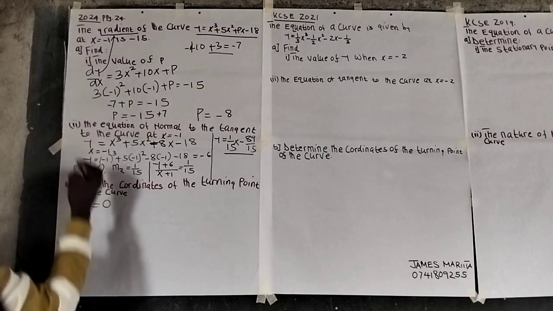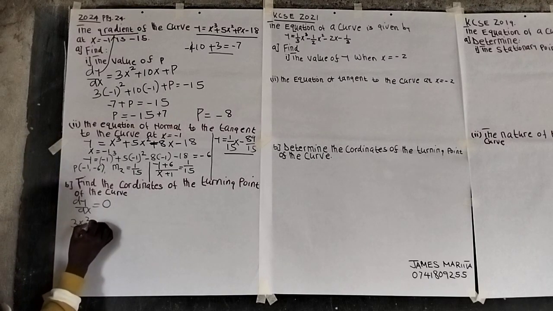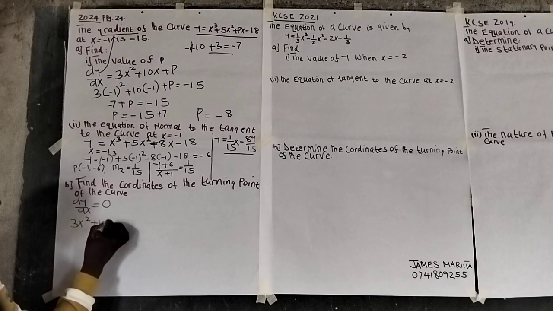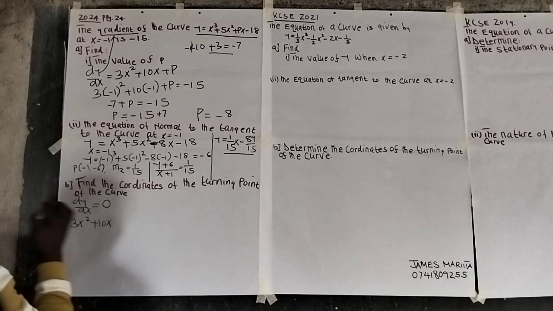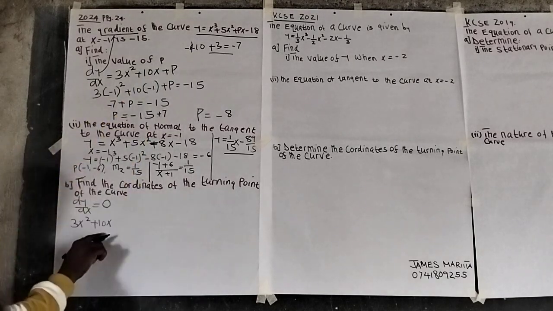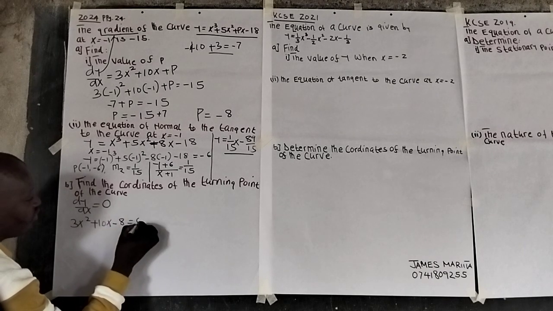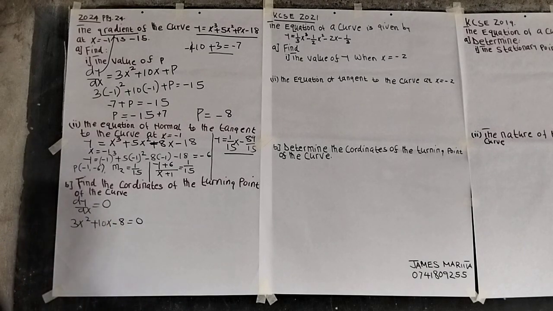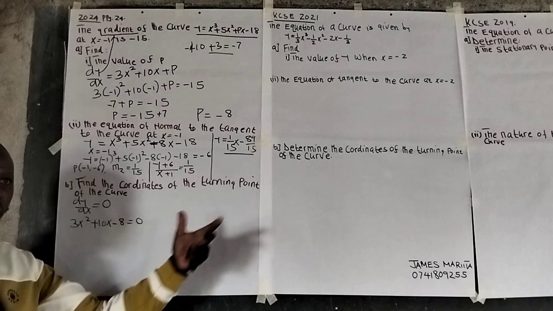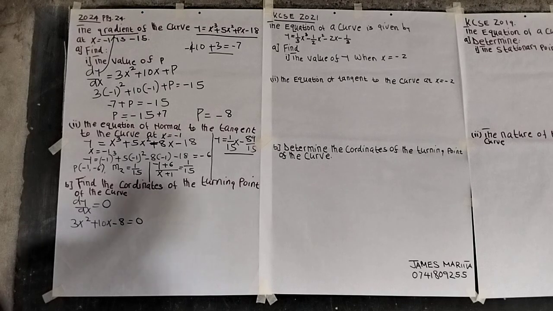So we have 3x squared plus 10x plus the value of p. The value of p was negative 8, so minus 8 here, and everything is equivalent to 0, because at the stationary point, the turning point of the curve, dy/dx is equivalent to 0.